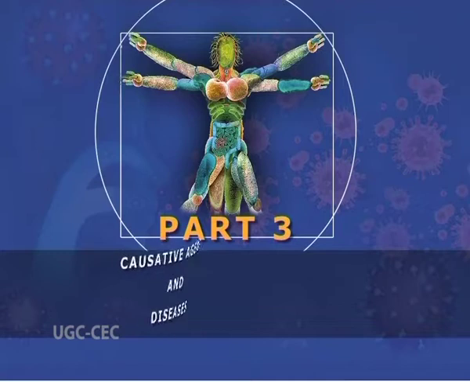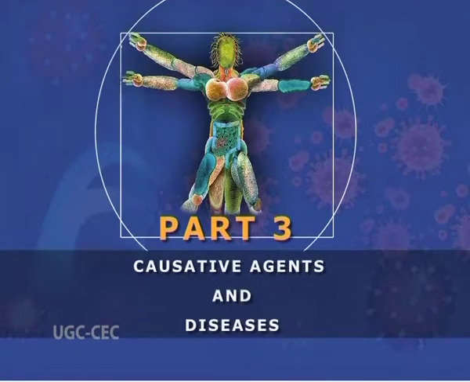Part 3, Causative Agents and Diseases. In the third part of the discussion of Introduction to Pathogenic Microbes, we will discuss various microbes causing various diseases. They can be easily understood with examples. First, let us discuss virus as a form of microbe.